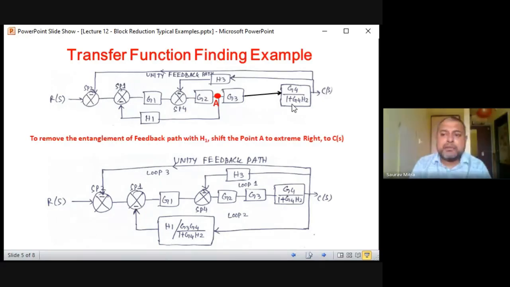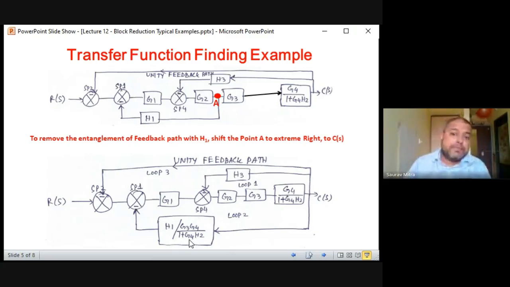In this path, the gain is g3 g4 divided by 1 plus g4 h2. So this is a very unique numerical. Please solve this very properly. This point is being shifted after the gain of g3 g4 divided by 1 plus g4 h2, so this h1 has to be divided by g3 g4 divided by 1 plus g4 h2. This is the third very big thing that you have to do in this numerical.